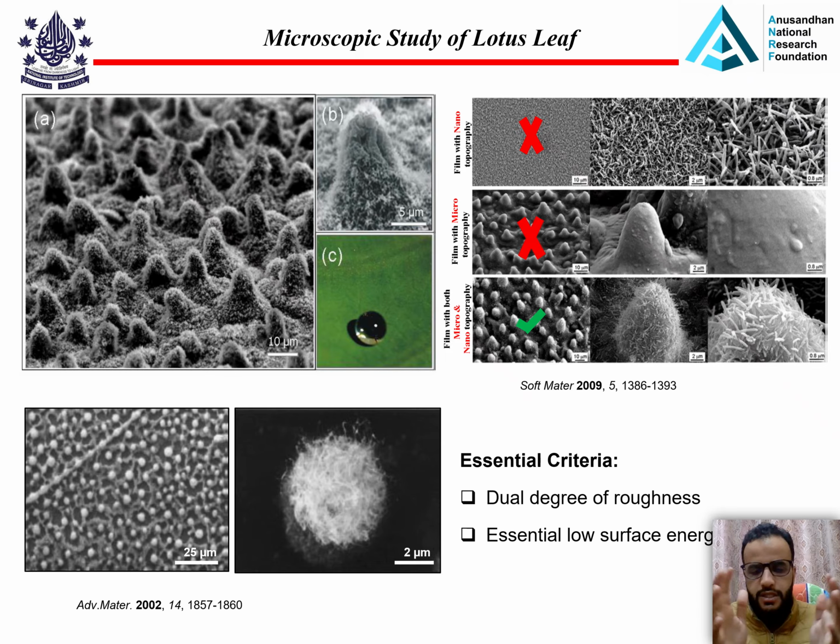So in order to achieve super hydrophobic surfaces by artificial means, two criteria need to be fulfilled. One is the dual degree of roughness, which is an appropriate combination of micro and nano texture, as well as the essential low surface energy coating. The combination of these two criteria gives the super hydrophobic property.